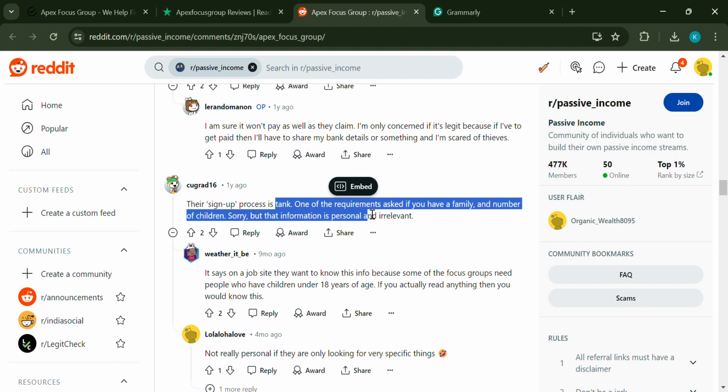Oh, and don't forget the endless sign-ups. You think you're signing up for a focus group, but then you get looped into this never-ending cycle of signing up for other things, downloading apps, and filling out more forms. It's like they're trying to squeeze every last drop of information out of you before you even get close to a real focus group.